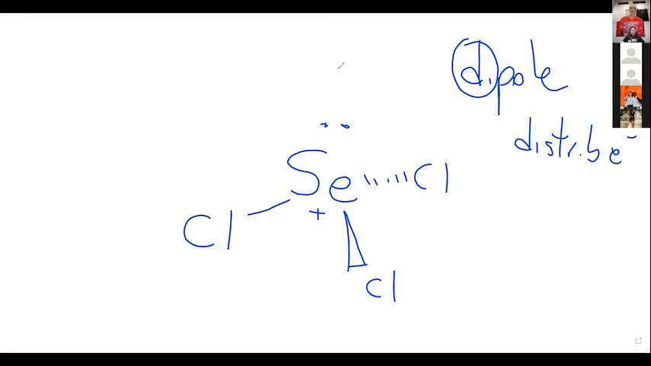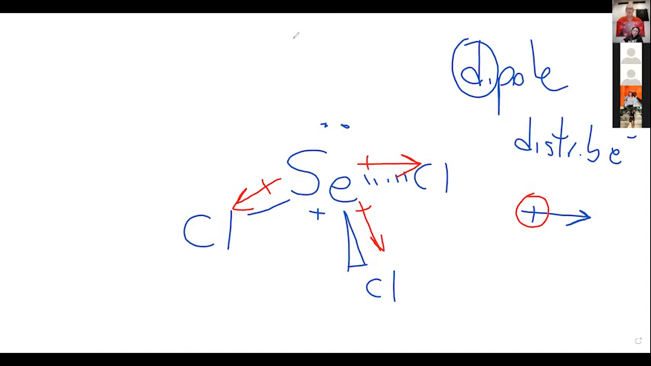So remember, when we draw a bond dipole, we draw it like this, pointing at the more electronegative element. So which direction am I going to point my bond dipoles? Toward the selenium or toward the chlorine? Towards chlorine, right? This little positive sign basically indicates which one is going to be slightly more positive. And the arrow points to the one that's going to be slightly more negative.